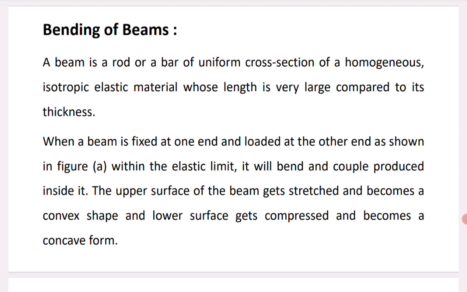When a beam is fixed at one end and loaded at the other end, as shown in the figure below, within the elastic limit, it will bend and a couple is produced inside it. The upper surface of the beam gets stretched and becomes a convex shape, and the lower surface gets compressed and becomes a concave form.